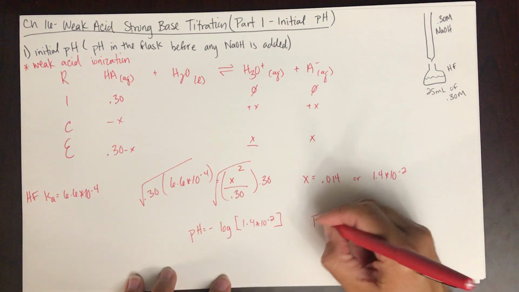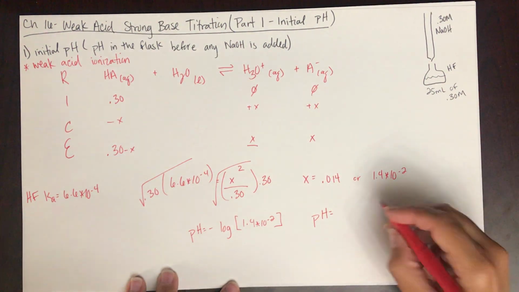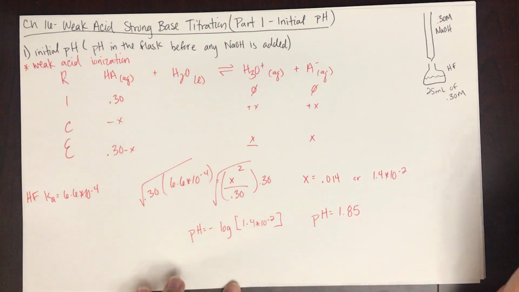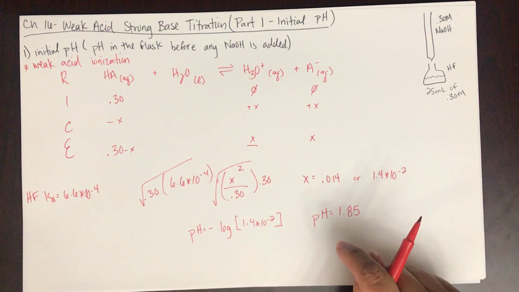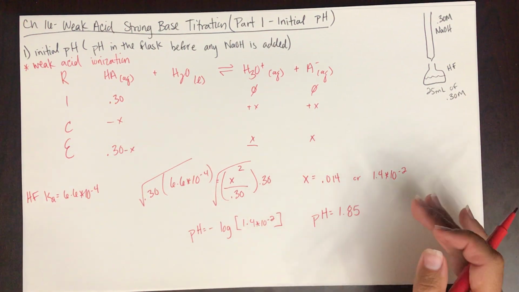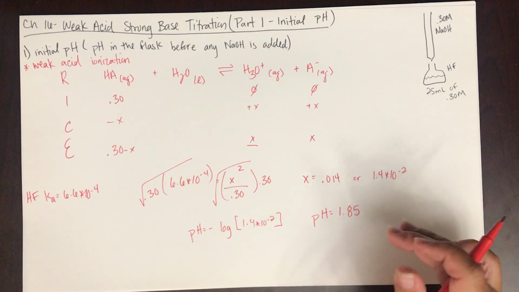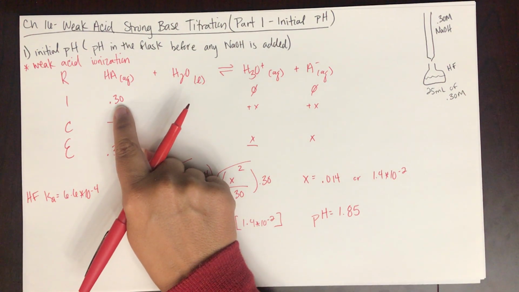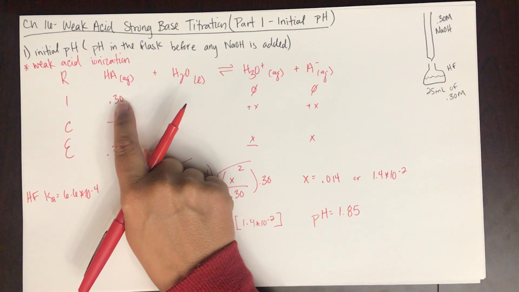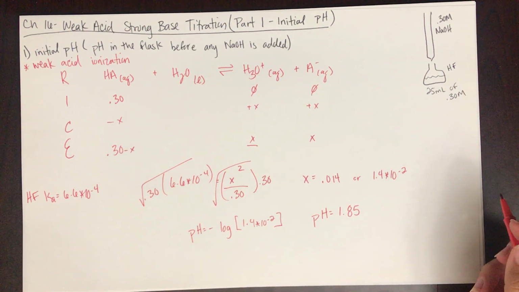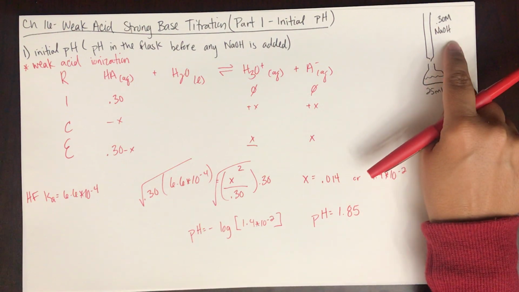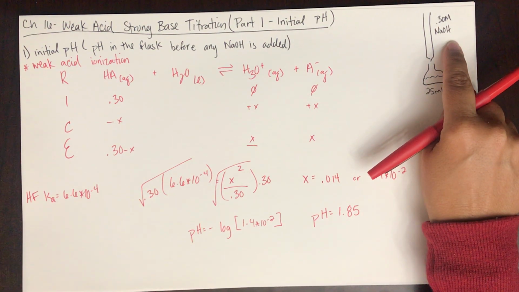I'm going to say pH equals 1.85. Depending on what numbers you left in your calculator and how you did this, your answer might be off a little bit. Anything close to this would be fine as long as it matched up with your work and you had the correct number of significant figures. Two significant figures in the concentration means 2 decimal places in the pH because of the log rule. So that's my pH initially. So that is part 1. Part 1 asked, what is the pH in this flask before any sodium hydroxide is added?